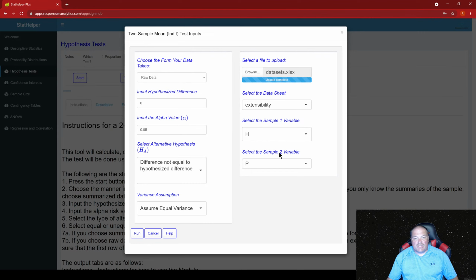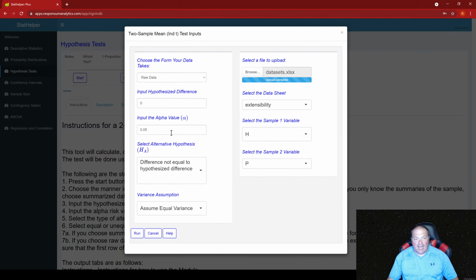We're going to have H first here. We're going to have P second. I'm going to come over here. My hypothesized difference is 0. We know that's the case because we want to test mu1 equal to mu2 versus mu1 not equal to mu2. So we need the hypothesized difference to be 0.